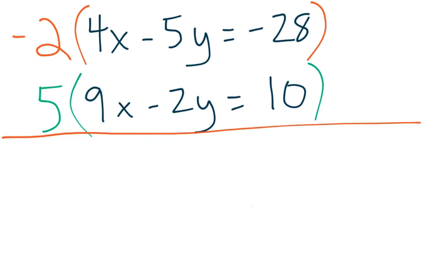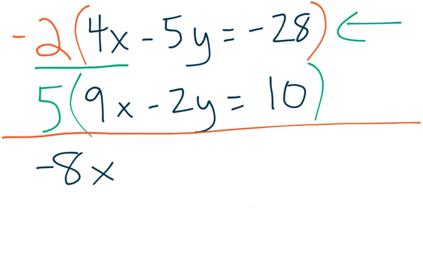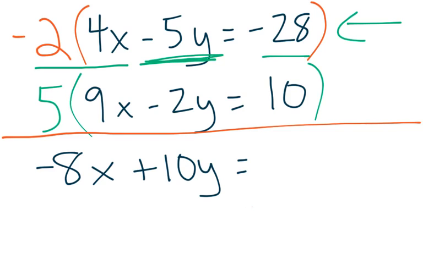So I'm going to rewrite both of the new equations down below. I'm doing the top equation first. We're going to do negative 2 times 4. That's going to be a negative 8x. Then we have negative 2 times negative 5y. That's going to give me a positive 10y. And then a negative 2 times negative 28 is going to give me a positive 56.